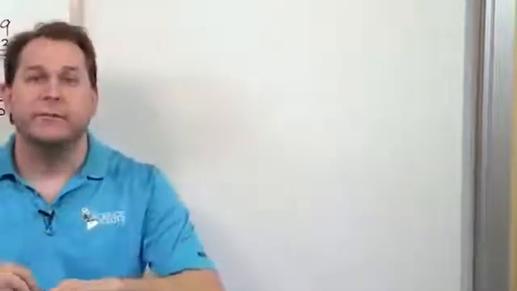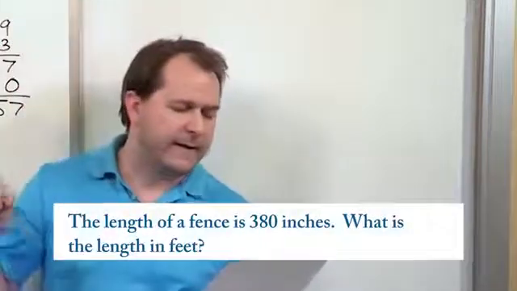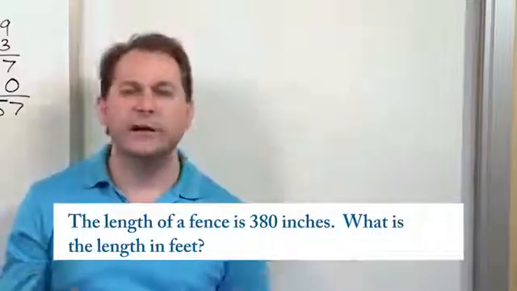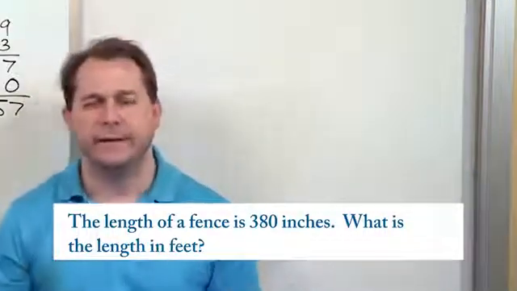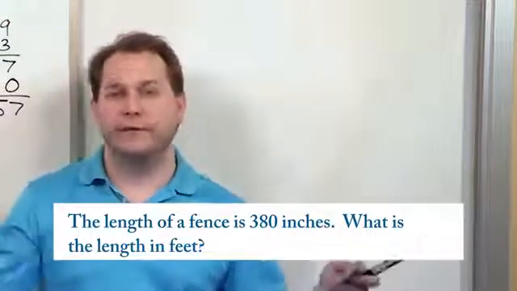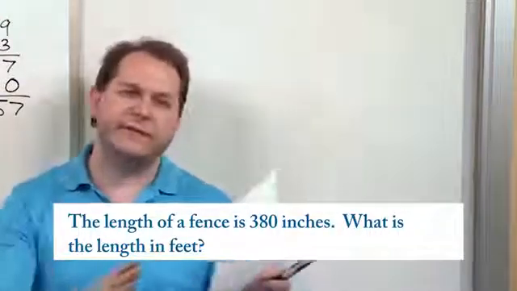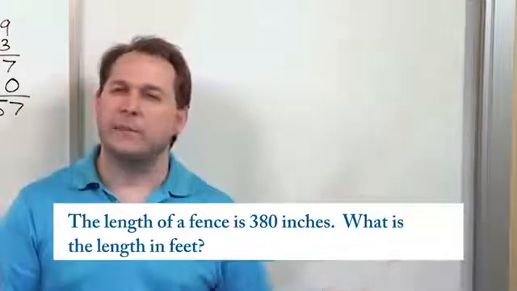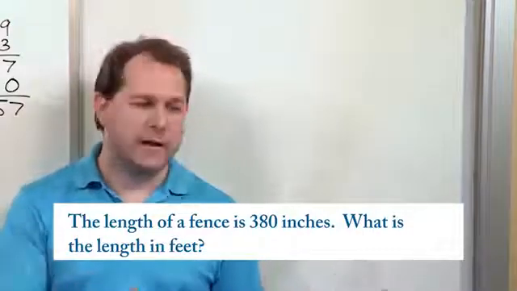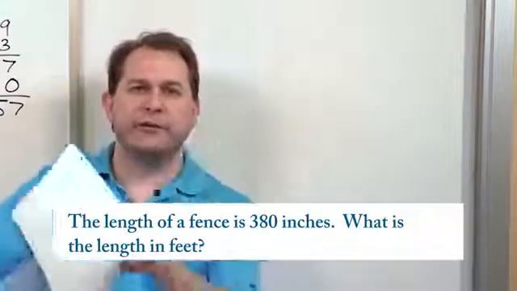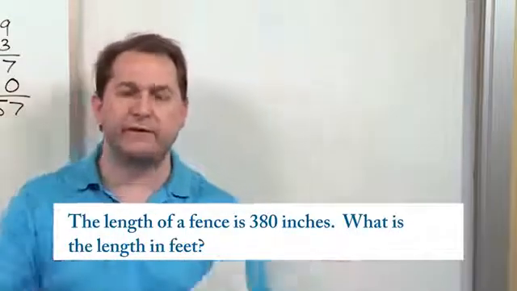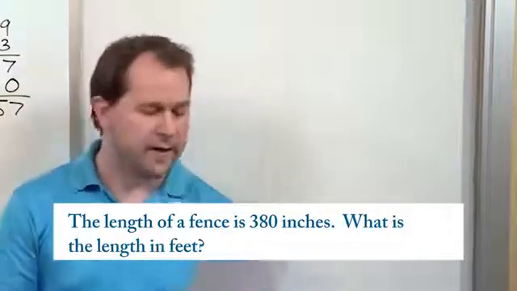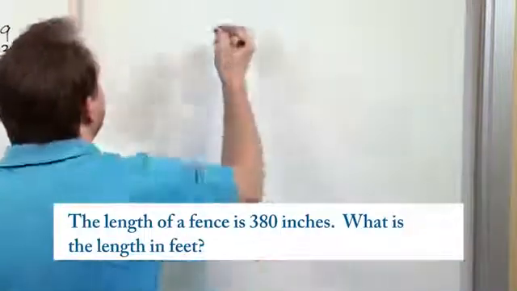Now, the next problem, word problem, says the length of a fence is 380 inches. What is the length in feet? Now you all know that there are 12 inches to 1 foot. And so if I'm measuring something in inches and I want to know how many feet there are, I need to divide because every 12 inches is a foot. So how many sets of 12 inches can I measure into this length of this fence? Well, the way you do that is you need to divide by 12.